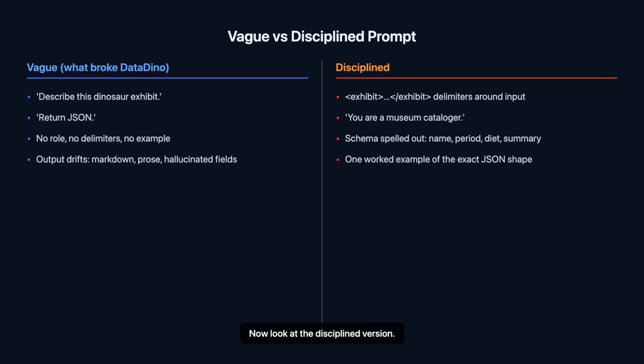Now look at the disciplined version. The input gets wrapped in exhibit tags as a delimiter. You are a museum cataloger, that's the role. The schema is spelled out: name, period, diet, summary, and there's one worked example showing the exact JSON shape we want back. Same task, completely different reliability.